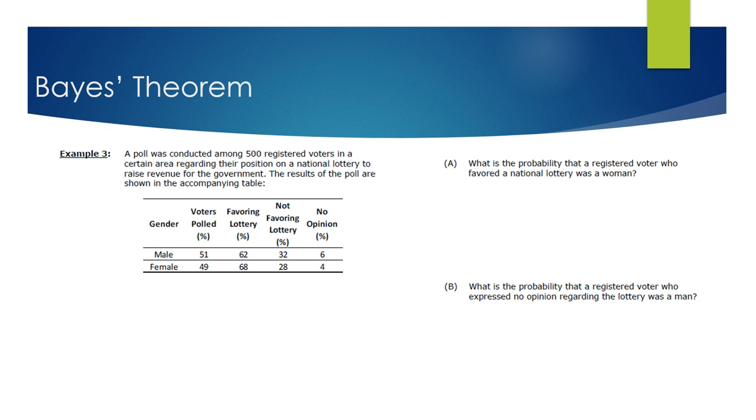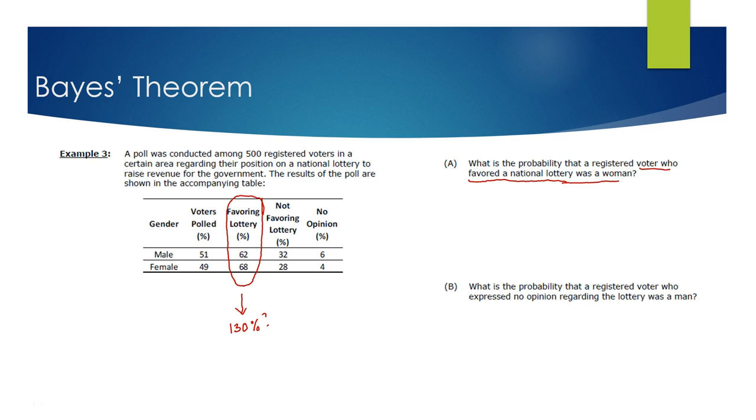Now, be careful with this one, because I'm going to point out something really quick. Notice here it says a poll was conducted amongst 500 registered voters in a certain area regarding their position on a national lottery to raise revenue for the government. The results of the poll are shown in the accompanying table. What you see there is the percentage of voters polled. These are all percentages. The thing you have to be careful of is that sometimes students want to treat percentages as numbers all the time. You can't do that.